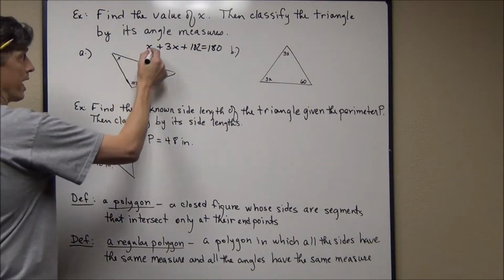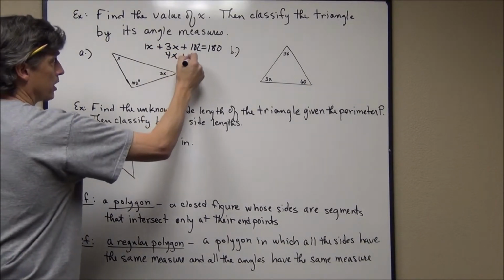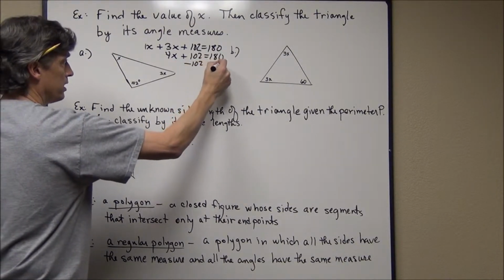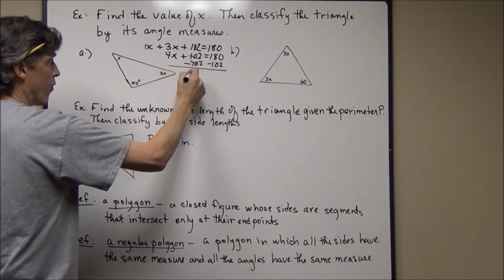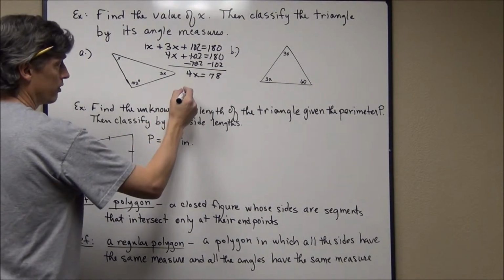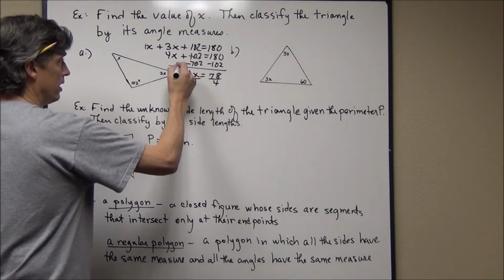degrees. X plus 3x is 4x. We combine like terms, 4x plus 102 equals 180. I'm going to subtract 102 from both sides, and I get 4x is equal to, looks like, 78. Did I get that right? 78. Then I'm going to divide through by 4.